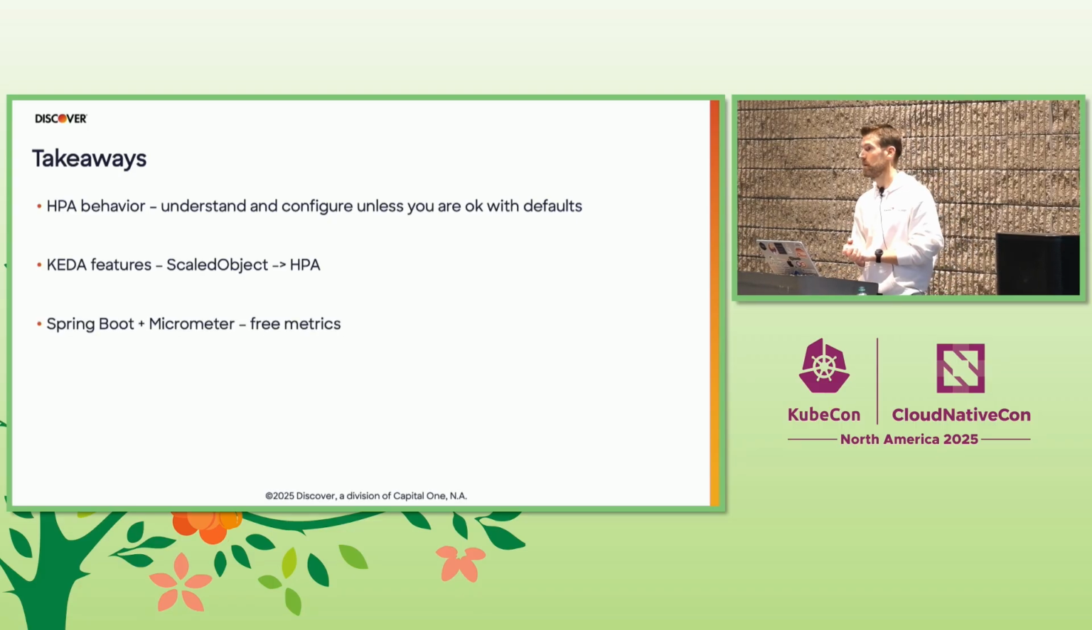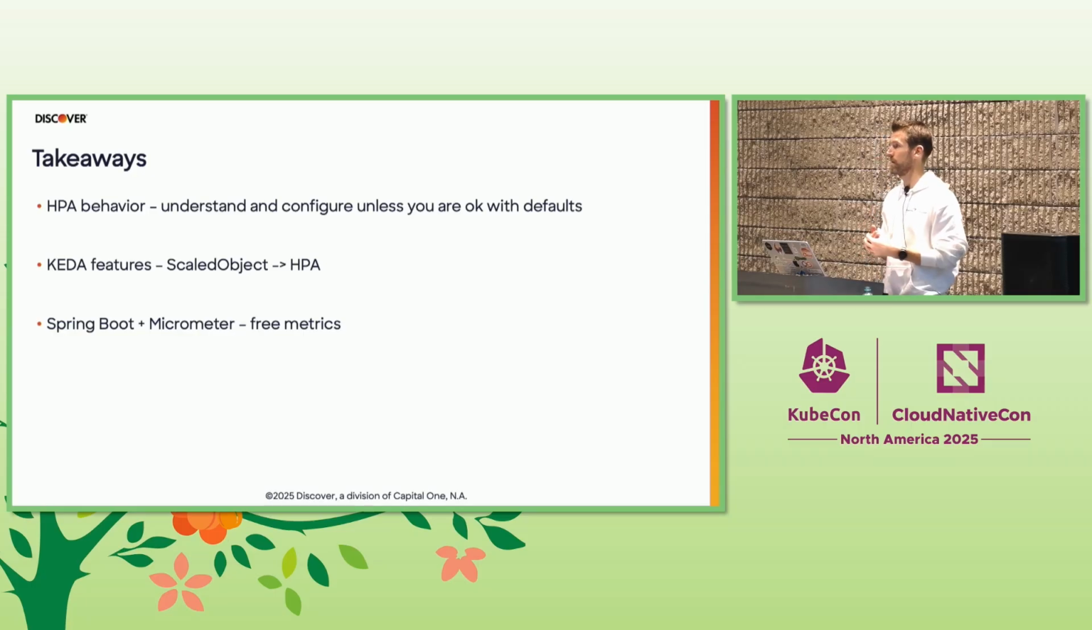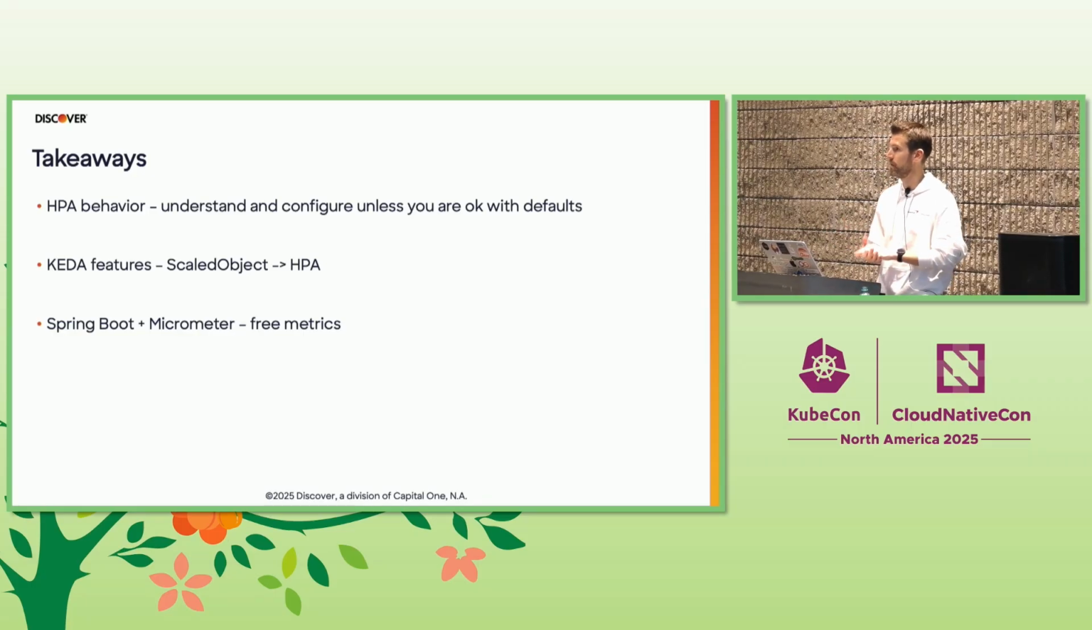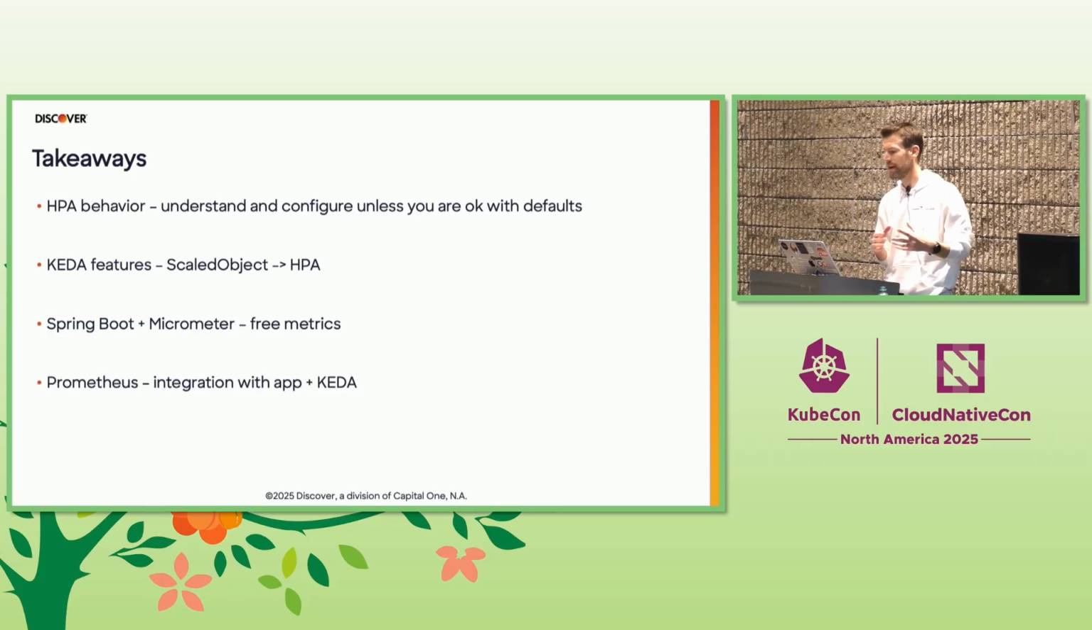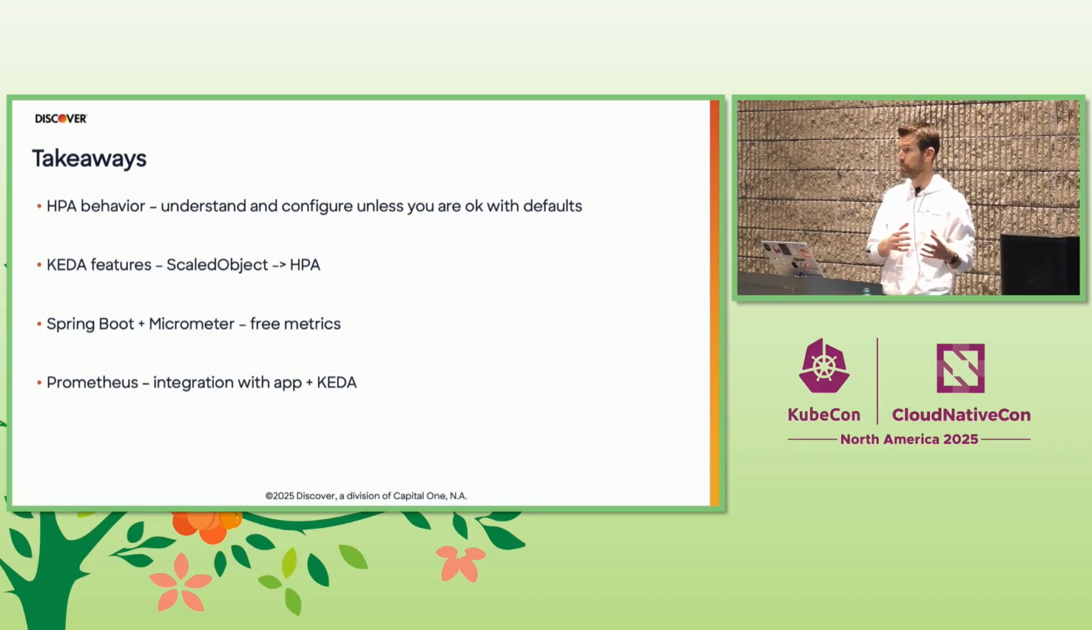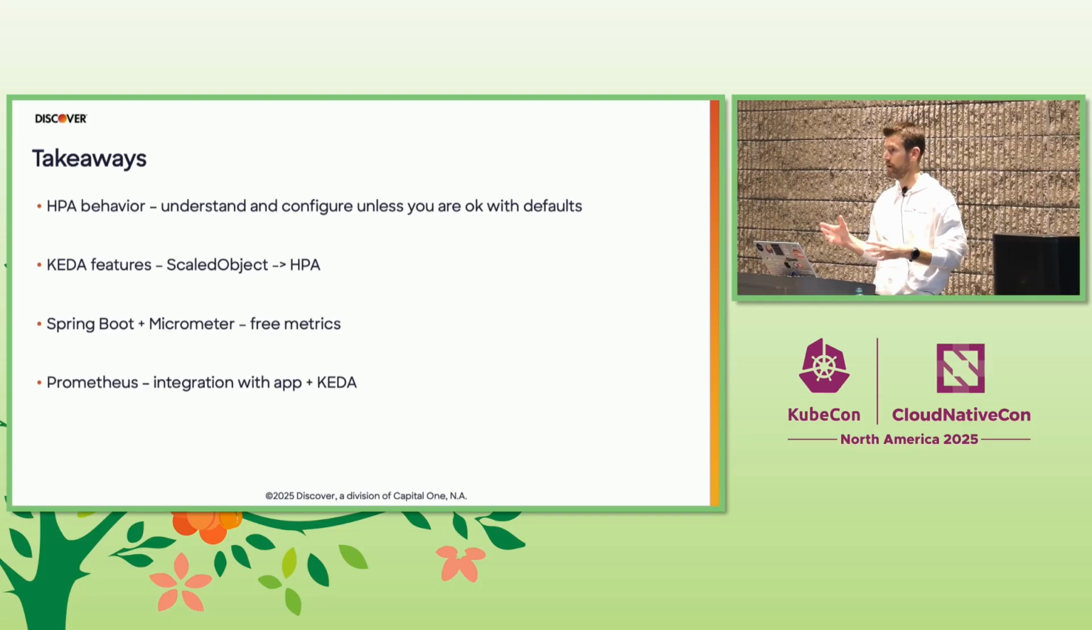And then, Spring Boot, understand that it has those Micrometer metrics out of the box. So use what you have available to you. Micrometer does support custom metrics, but there's so much there that you could probably find what you need. And then lastly, just understand that Prometheus can easily consume those metrics you provide, give those to KEDA, and then help to drive the autoscaling in your application in Kubernetes.